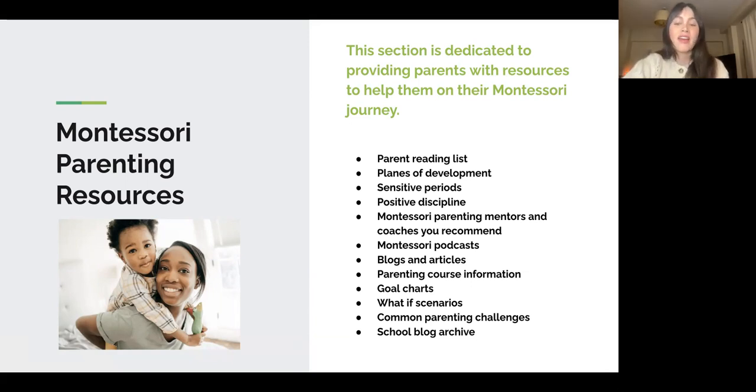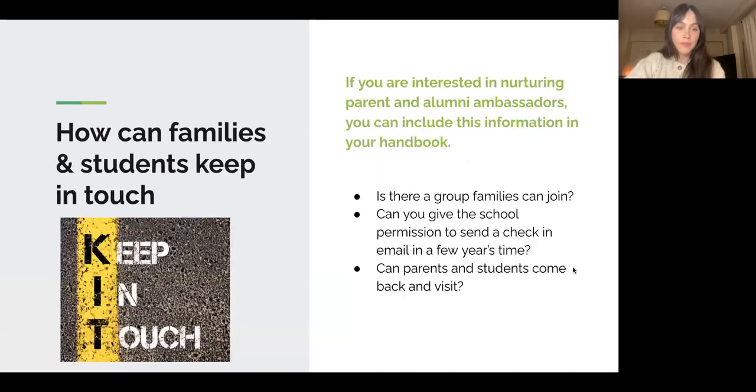What if scenarios? This is a great one. It can be short. It doesn't have to be more than a page, but you can say, these are frequently asked what if scenarios that parents always come to ask us for advice about. What if my child is being aggressive or spitting or hitting, what to do in these scenarios. And you can give your advice, and maybe give some supporting resources on how parents can look for help in this area. You can address common parenting challenges again, and just offer some resources and support for each one. And you can also just, like I said earlier, include a school blog archive.